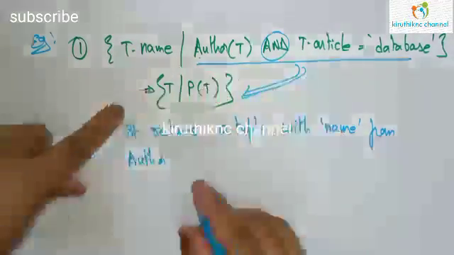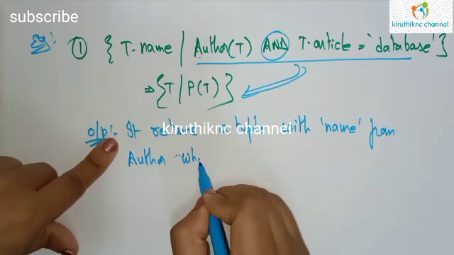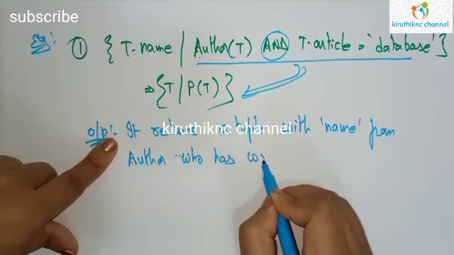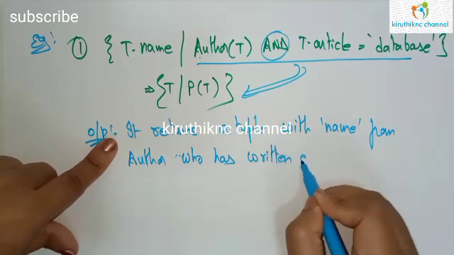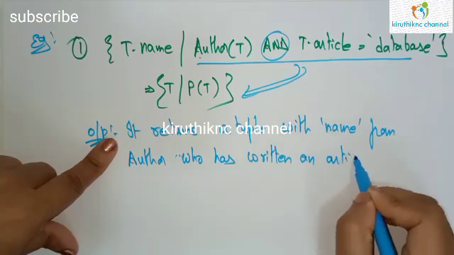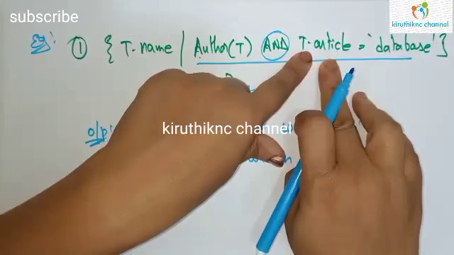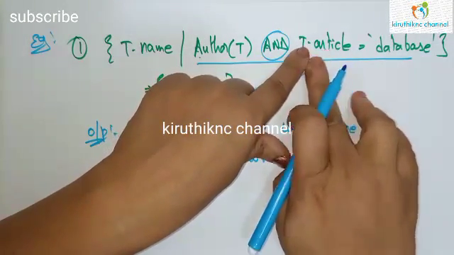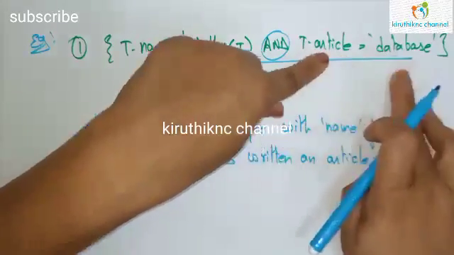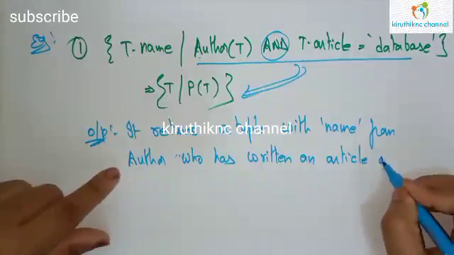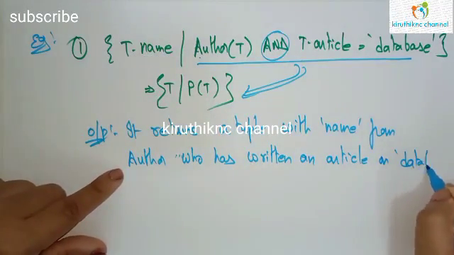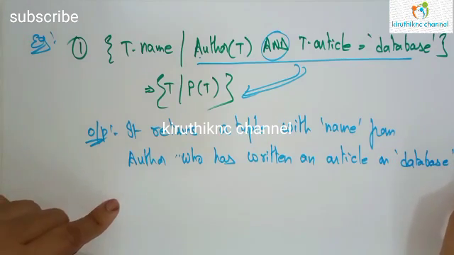So what is the condition? Who has written an article? The article is one of the column names, the attribute name. So the row consisting of an article on database is going to be retrieved.